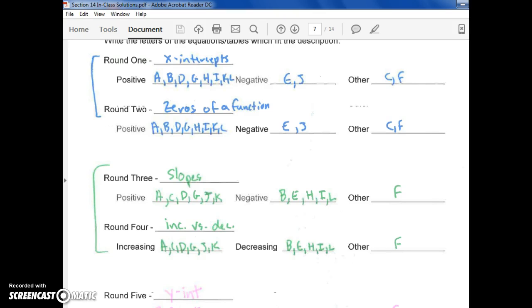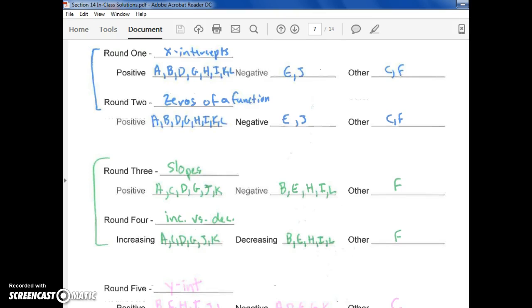So those are the ones there. We're going to go through those in just a minute and how we calculate those. And in round 3, we're asked to find the slope. Round 4, we're asked about increasing versus decreasing. And once again, these are essentially the same thing. A positive slope will indicate an increasing function. A negative slope will indicate a decreasing function.